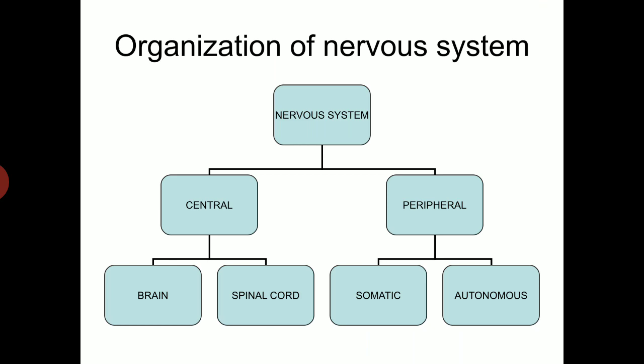Now, organization of nervous system. How is the nervous system organized? It is divided into central and peripheral nervous system. The central nervous system is made up of brain and spinal cord. The peripheral nervous system is made up of somatic nervous system and autonomic nervous system.